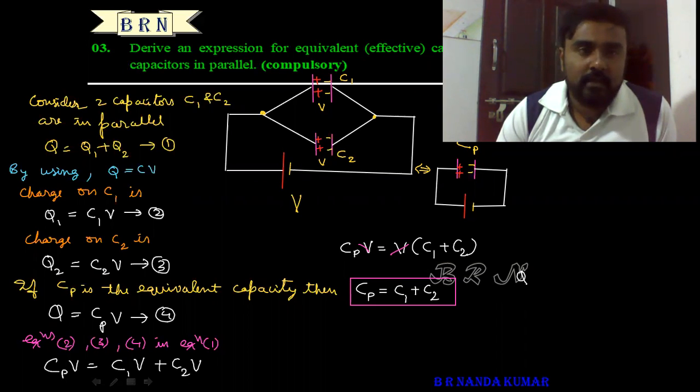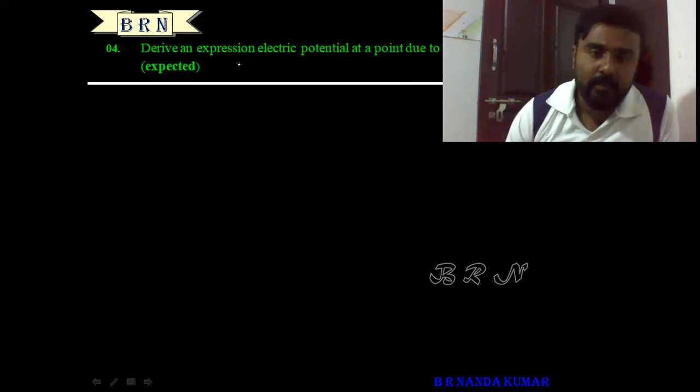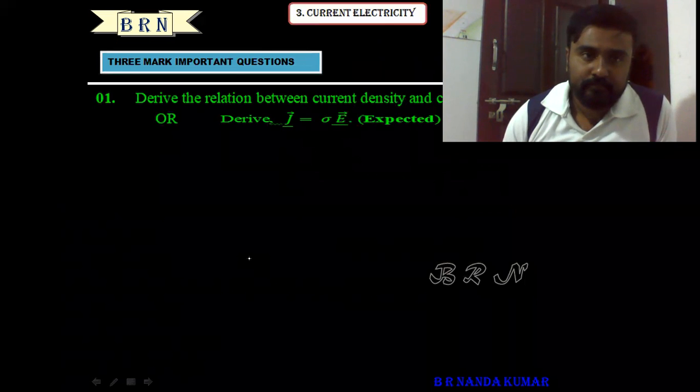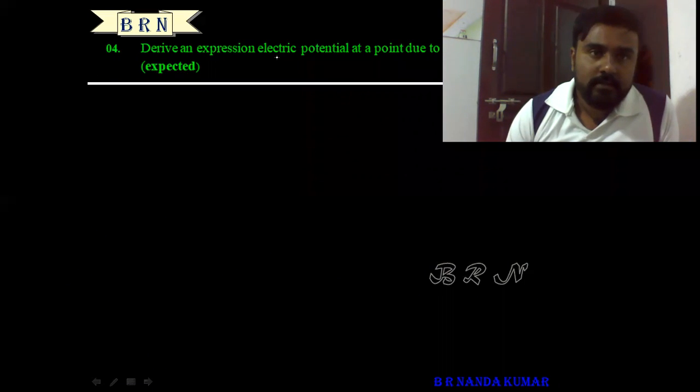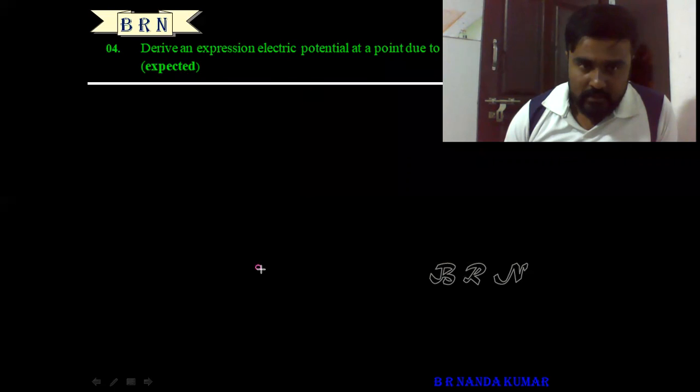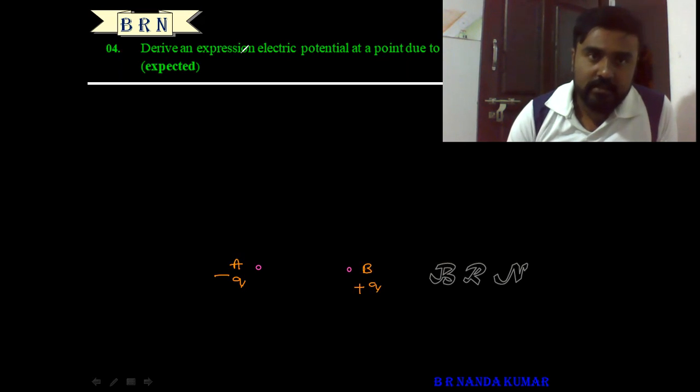The last 5 mark derivation in this chapter: derive the expression for electric potential at a point due to an electric dipole. Okay, first let's consider an electric dipole, that is having a pair of equal and opposite charges separated by a small vector distance.